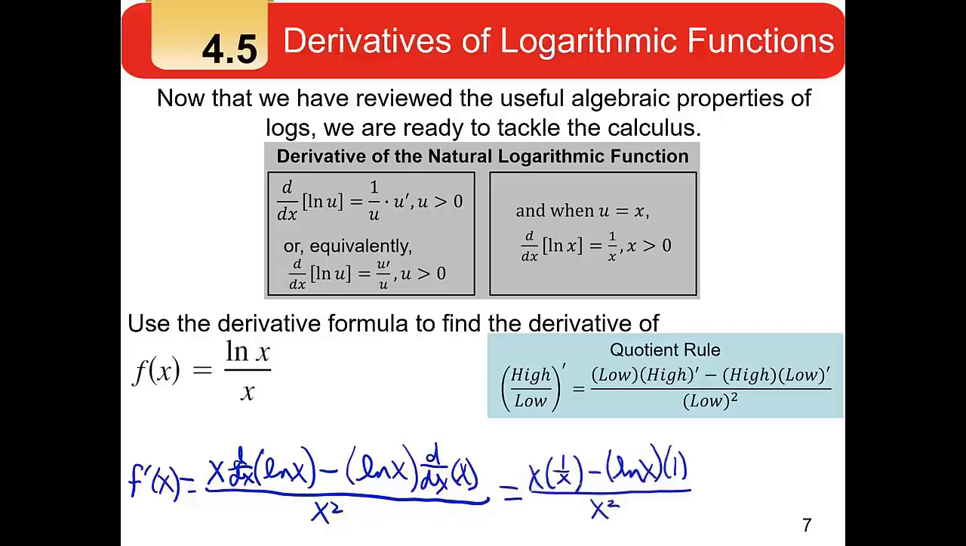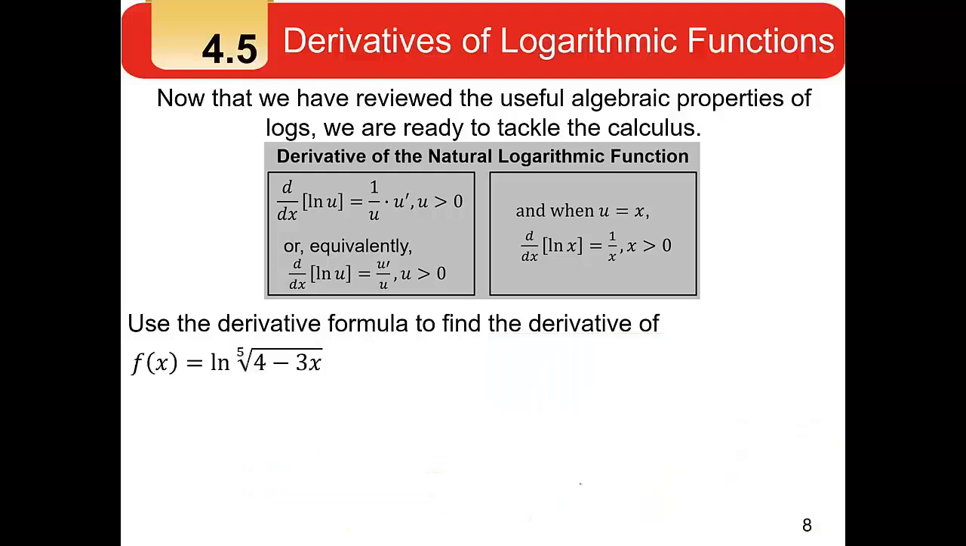And the derivative of x is just 1, so you end up with x times 1 over x, which is just 1. And 1 times log x is just log x, so you end up with 1 minus the natural log of x over x squared. Again, you're overall doing a quotient rule, but within that quotient rule, you have to use the derivative of the natural log formula. It's not difficult, but it probably is going to require you to practice a bit to get used to the ideas.